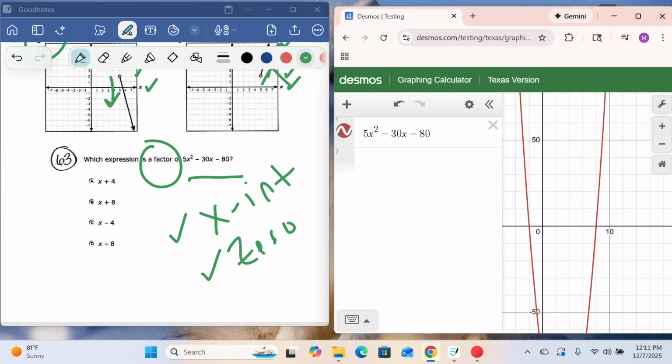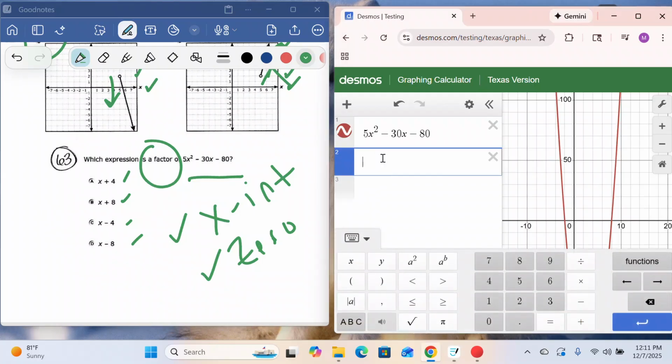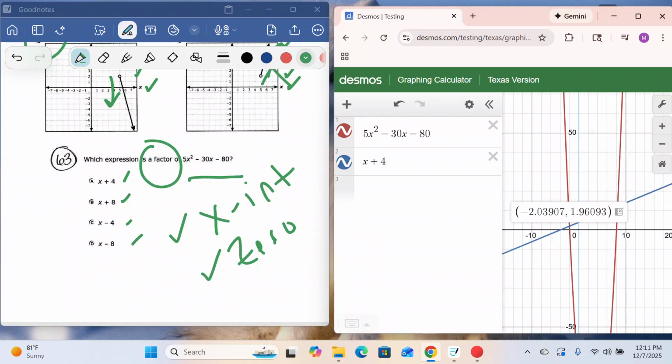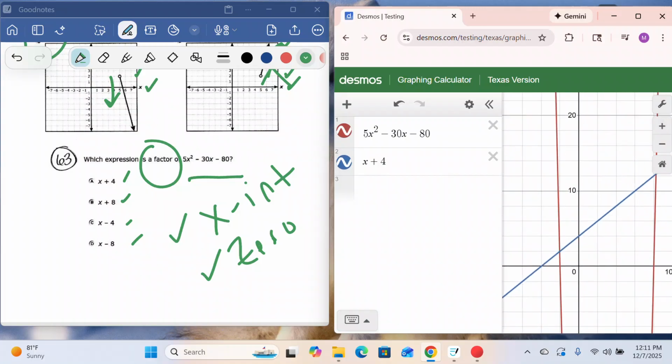And our zeros are 8 and negative 2. So then I would just click every single one of these, and whichever one passes through the x-intercepts is our answers. That's all I have to do. So then I do x plus 4. It's close, and sometimes I have to enlarge the graph to make sure that it's not close. So that's my x-intercept. Does it pass through my x-intercepts? It does not. That is wrong.